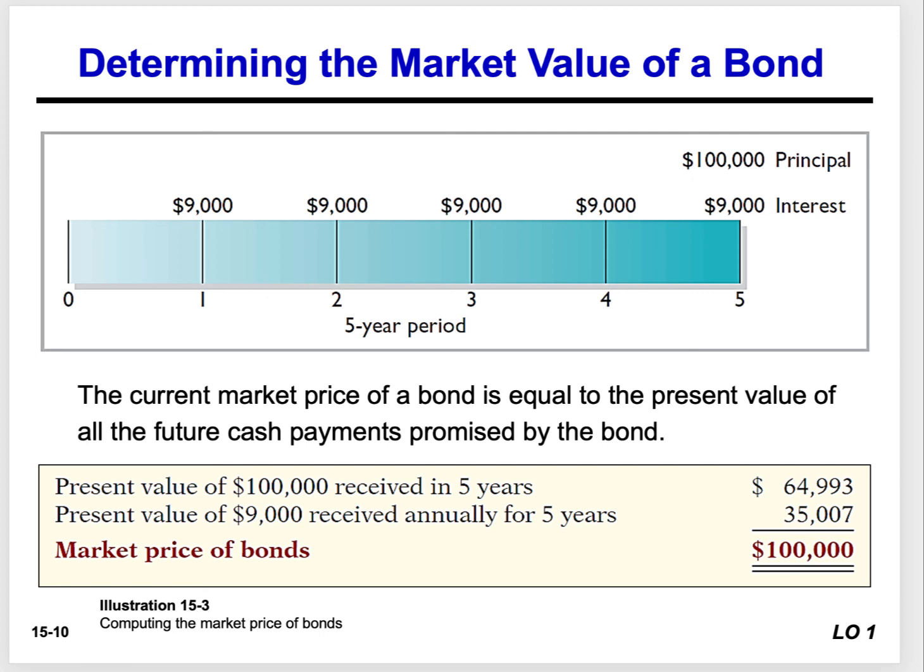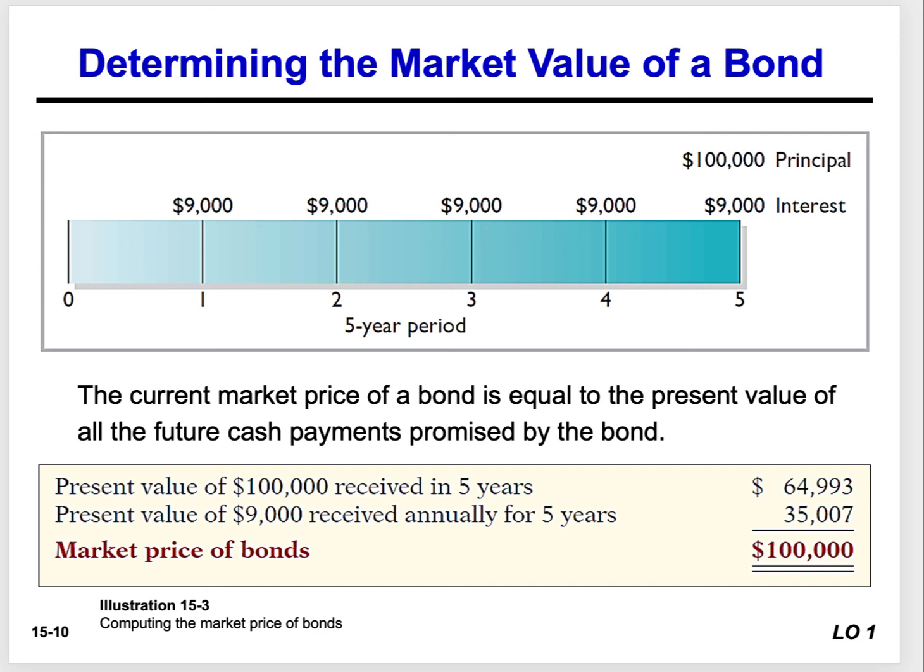So basically we need to figure out how much that bond is worth today, right? I'm going to get $9,000 every year for 5 years. That's an annuity, right? What's an annuity? It's a stream of cash payments. In this example, we have a stream of cash payments of $9,000 per year for 5 years. How much is that cash stream worth today?